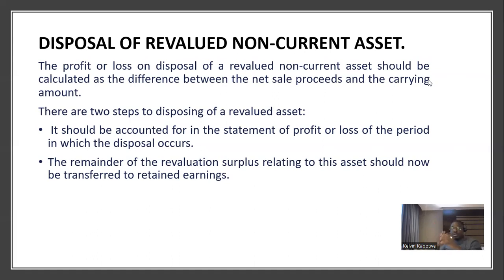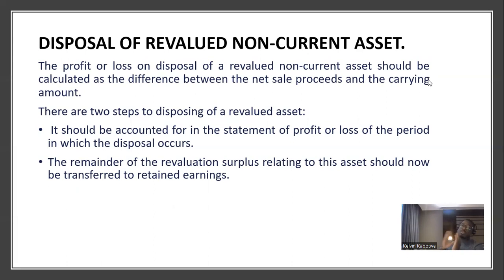So the profit or loss, when you're disposing of an asset, you're going to say, okay, how much is the realizable value? How much are we going to sell this asset at? And what is the carrying amount of this particular asset, or the net book value? The difference that you are going to have. So if the price that you sold the asset at is higher than the carrying amount, then you have made a profit on disposal. But if the selling price is lower than the carrying amount, then you've made a loss on the disposal of that particular asset.